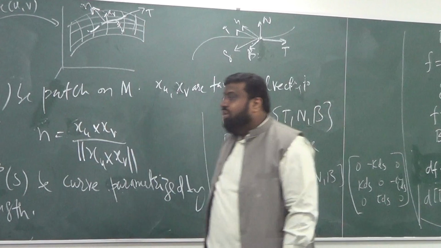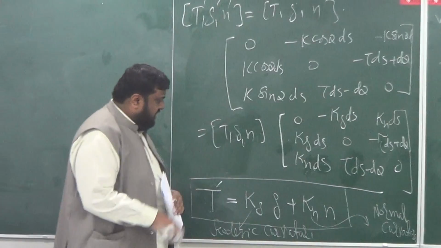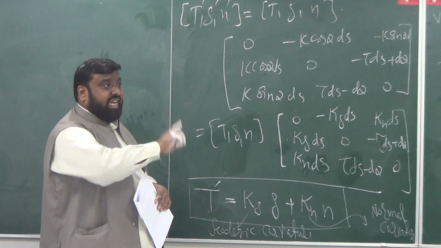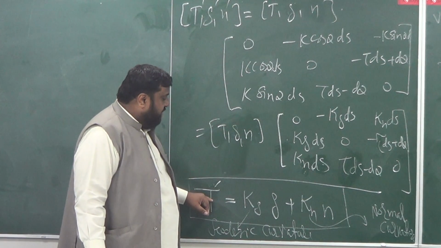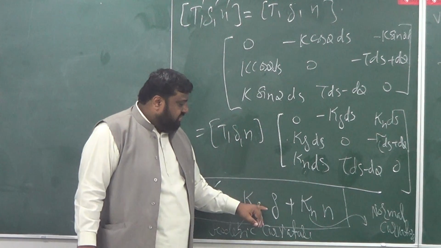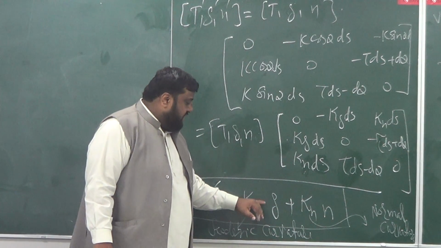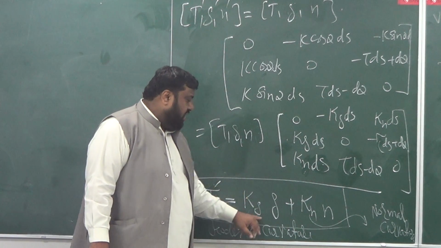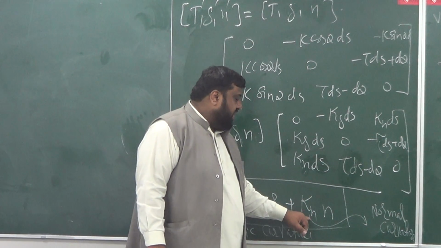Therefore, t prime can be resolved into two components. It's going to be in the plane of g and n. You can resolve it into two components, g and n. So you're going to have a scalar value, which is the g component of the t prime, and an n component of the t prime.